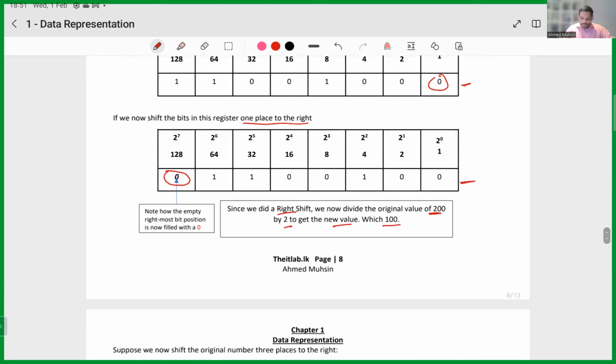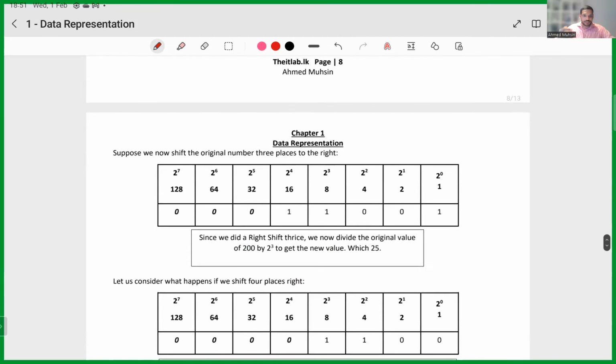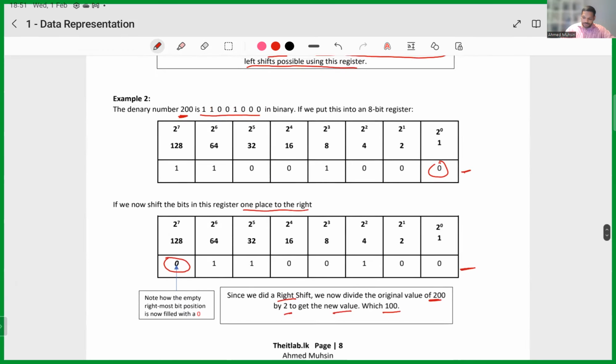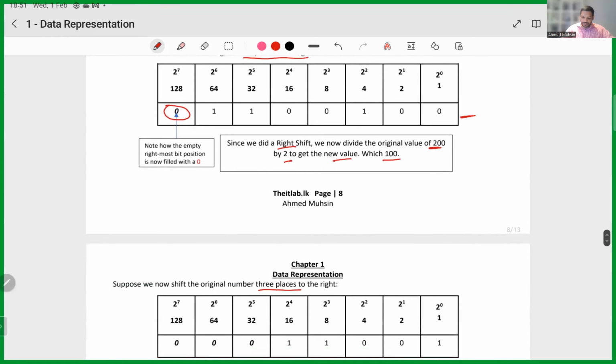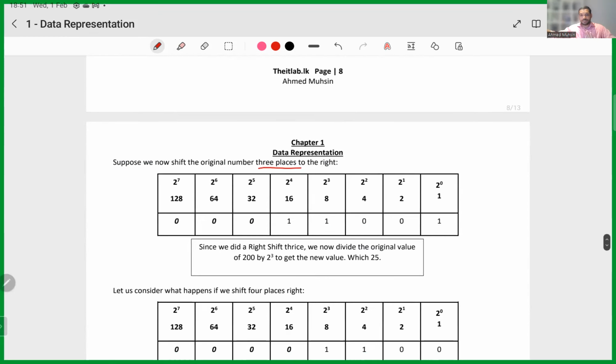Let's go further. Suppose we now shift the original number 3 places to the right. The moment we push it 3 places to the right, we have 3 empty boxes. Like I told you, the moment an empty box comes up, you fill it with zeros. That's what we have done over here.